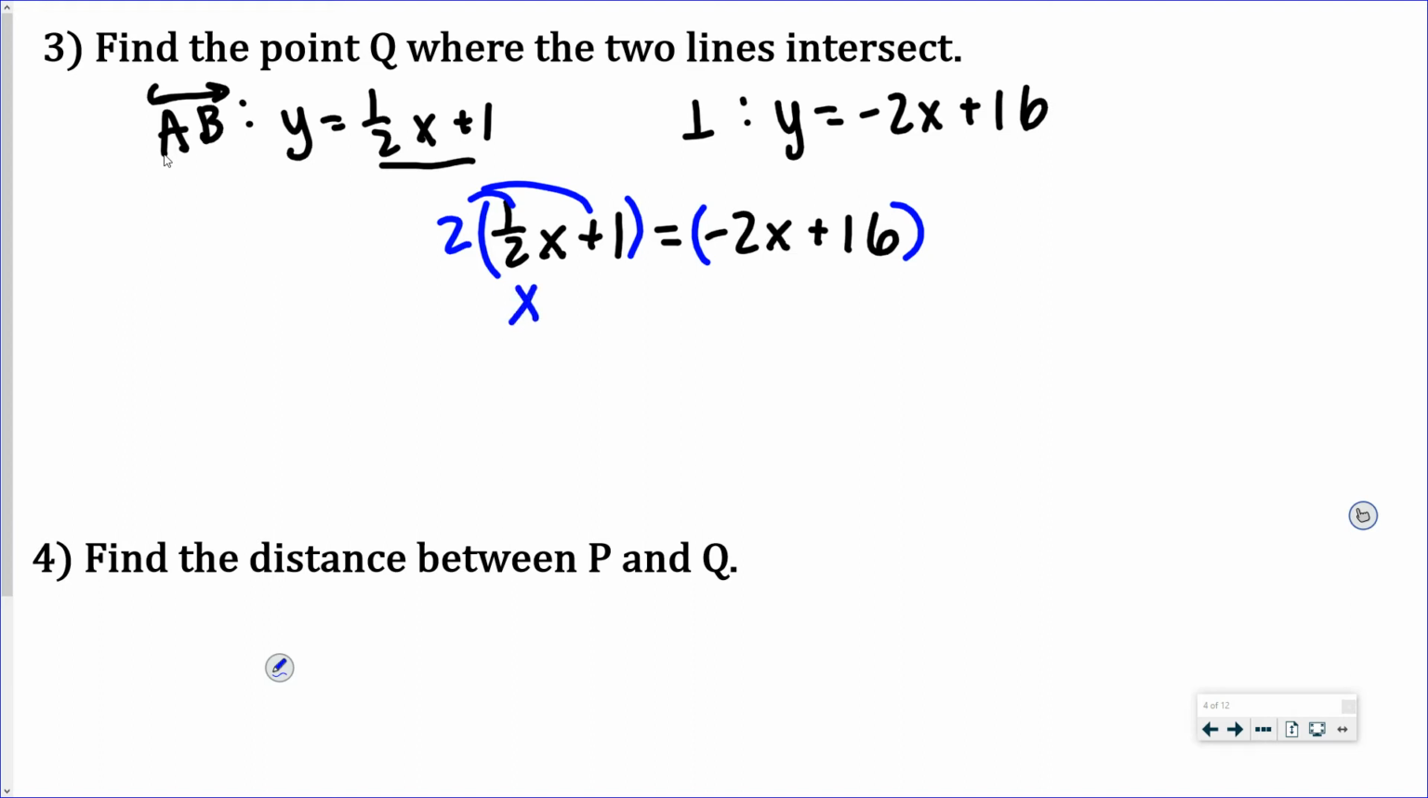So here that'd be x. You also have to multiply this number by 2. Everything gets multiplied by 2. This side also. -4x plus 32. That to me just makes it a little bit easier to solve.